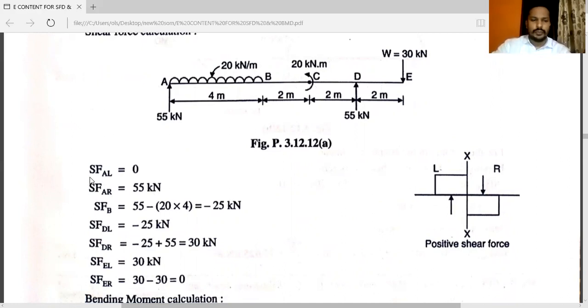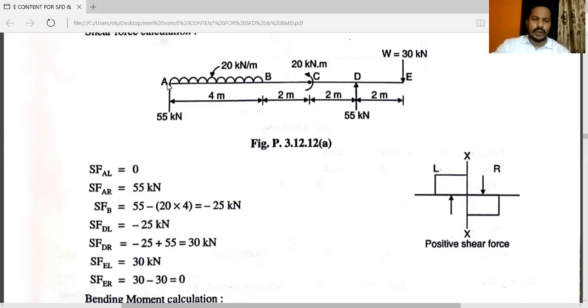So you have to write the shear force at point A just to the left, shear force at point A just to the right, shear force at point B just to the left and just to the right. Similarly, shear force at point C just to the left, just to the right, shear force at point D just to the left, just to the right. You can see shear force at point E just to the left and shear force at point E just to the right. And after that, you have to calculate all the shear forces.